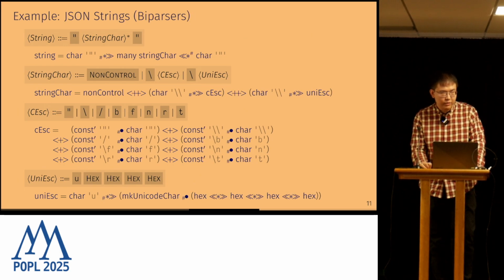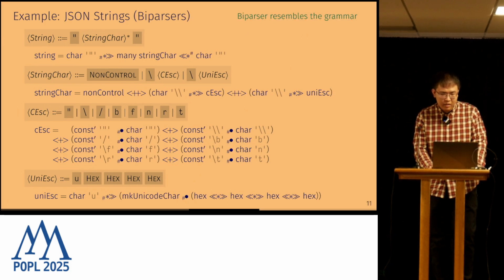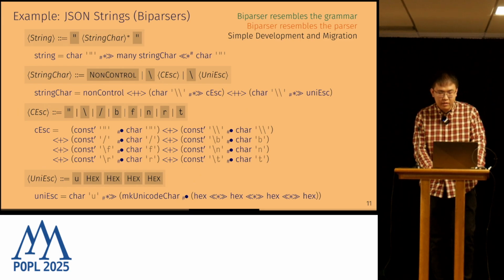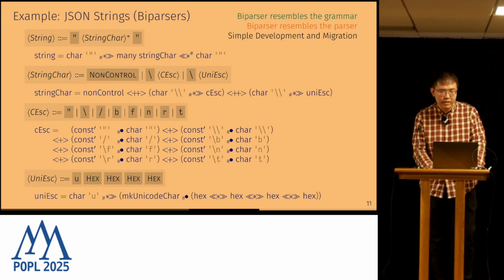The same thing would happen for biparsers. As you can see, this page is very similar to the previous one. That means the biparsers also resemble the grammar, but they also resemble the parsers, which means if we want to develop the biparsers from scratch, we can do it easily by following the grammar structure. But if we already have some parsers, we can also migrate them fairly easily.